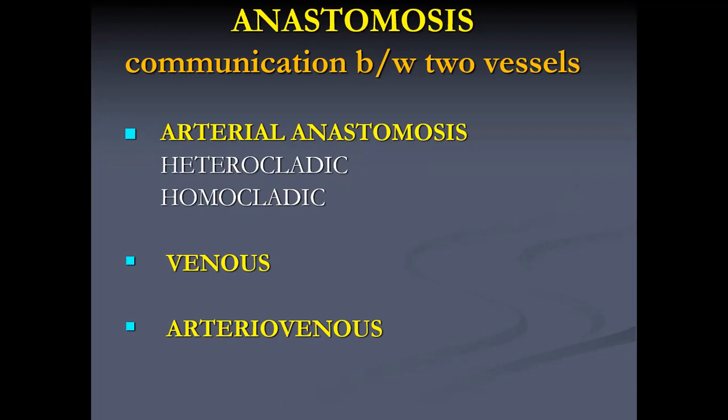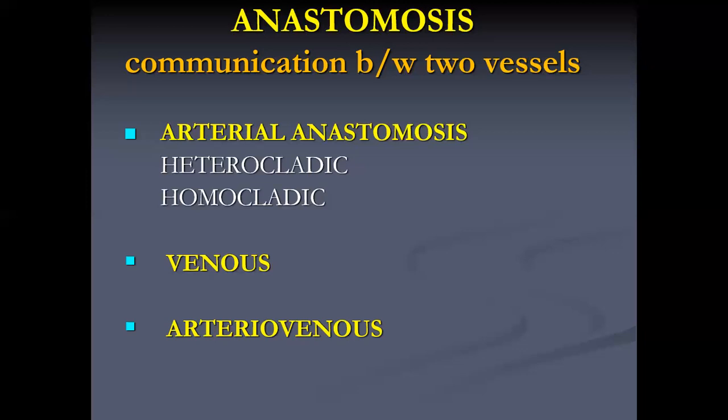Homocladic arterial anastomosis is the one in which the branches of the same artery anastomose and join with one another. For example, anastomosis between the branches of the superior mesenteric artery, which supplies your GI tract, and branches of the profunda femoris artery in the lower limb provide us collateral circulation.